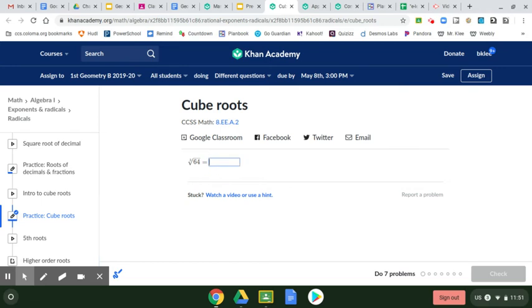So to show you how that's going to play out in a potential Khan Academy, cube root of 64. Again, this is something that I think you should be able to do mental math on. 4 times 4 is 16. 16 times 4 is 64. The answer there is going to be 4.